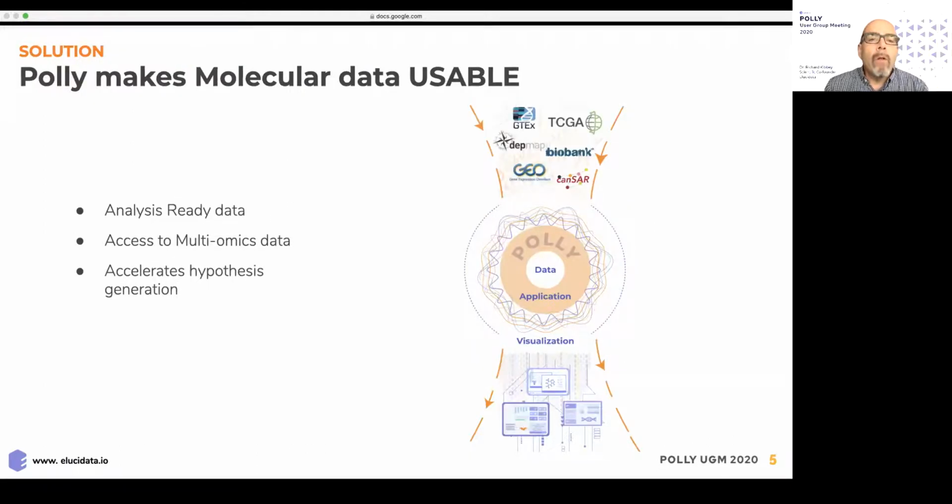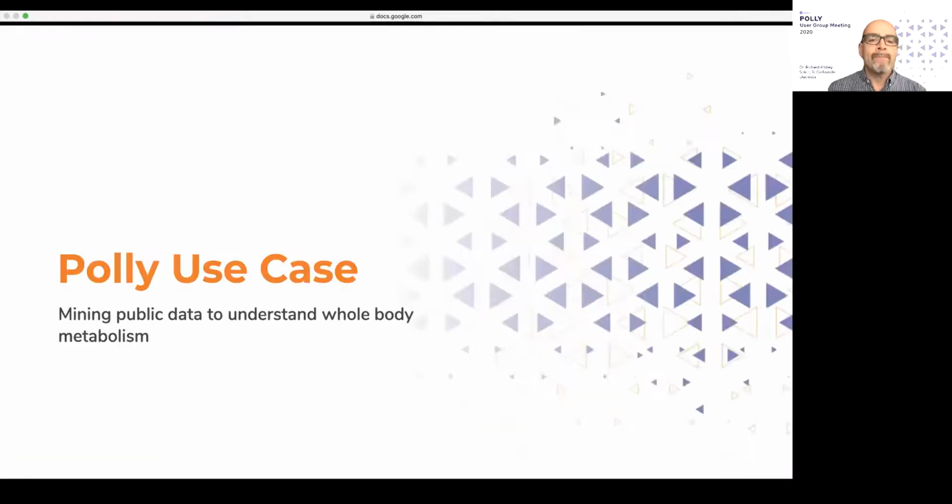The goal of Polly is to make this data usable. We basically pump in all the information and allow the tools that we've developed online to analyze and visualize them. So we can take all sorts of different multi-omics data and start processing them to generate the hypotheses that we later go back in and test with more directed methods.